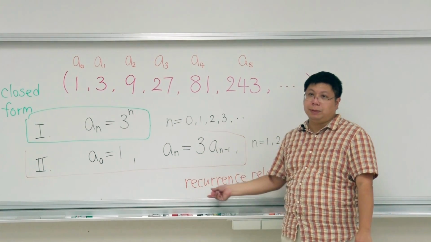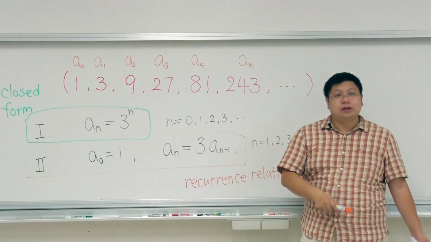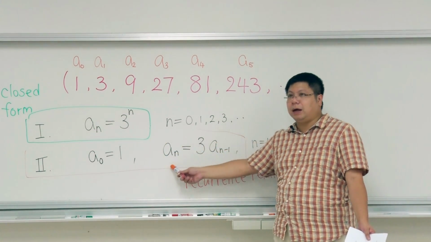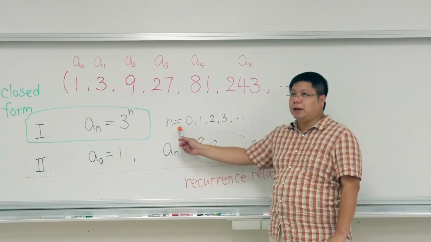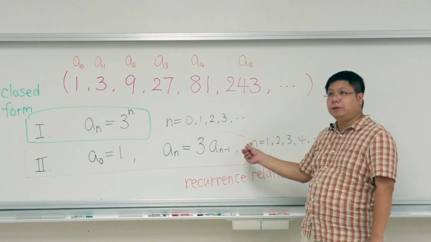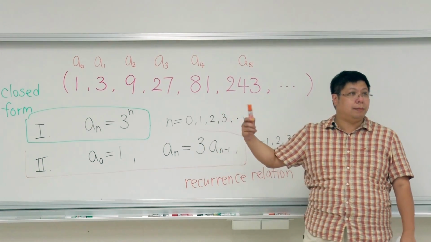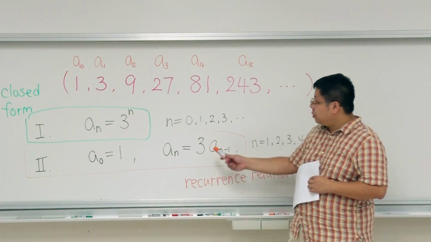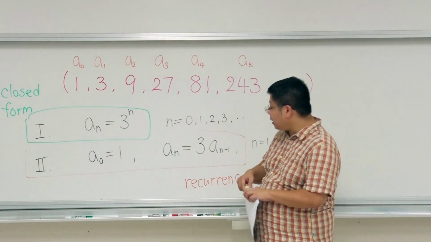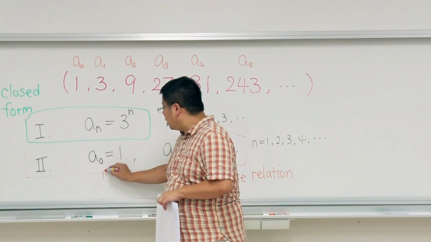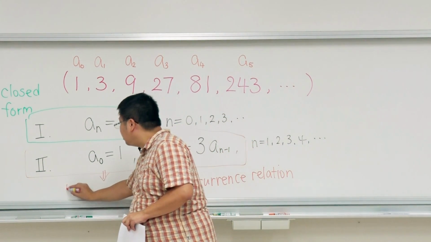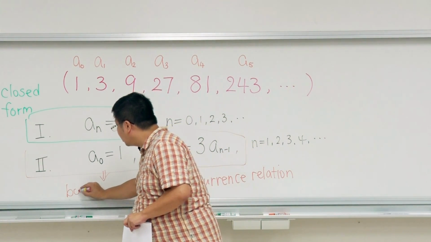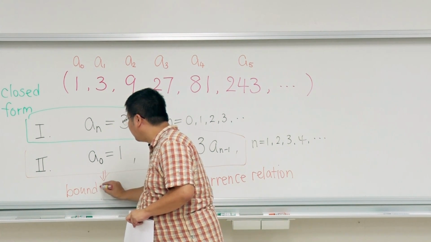Recurring means it happens in the past. So usually we focus on the value of A_n in terms of the values of A_(n-1), A_(n-2), A_(n-3), up to A0 that happen in the past. This relationship, together with the starting value, we usually call a boundary condition or an initial condition.